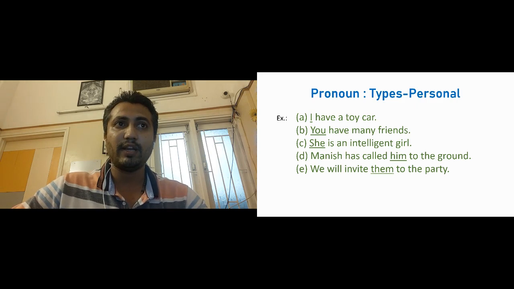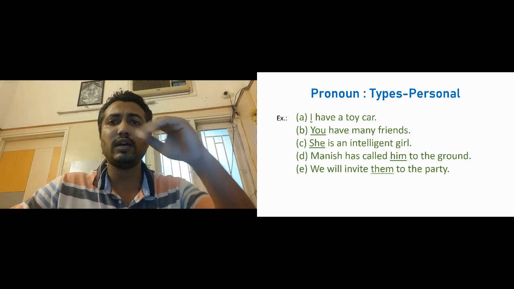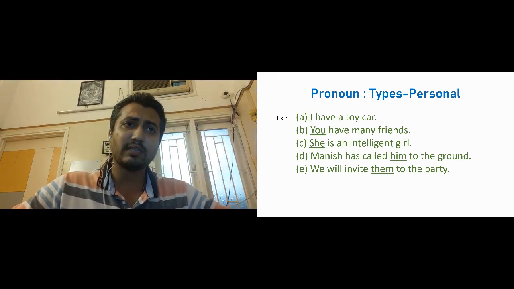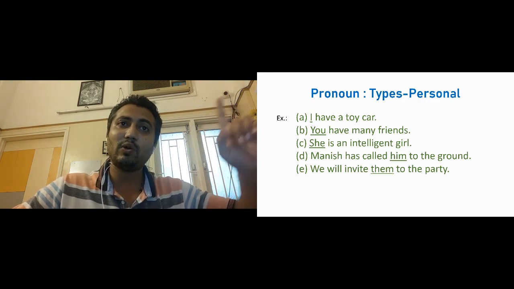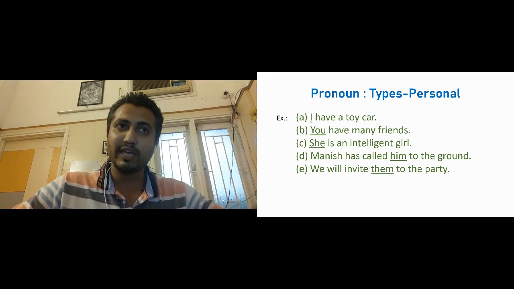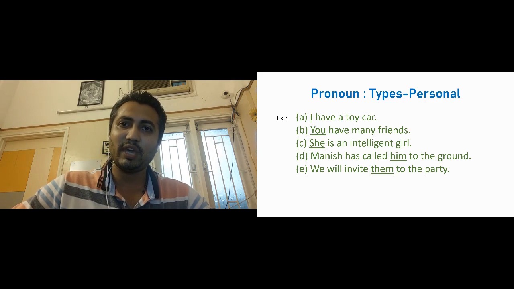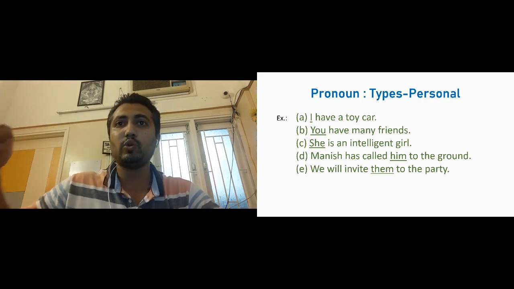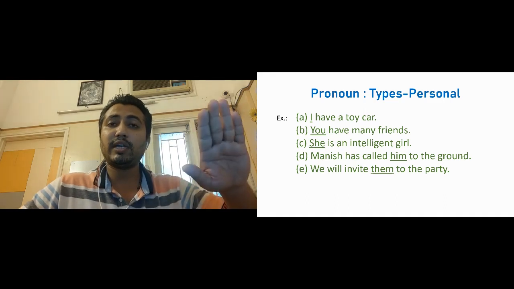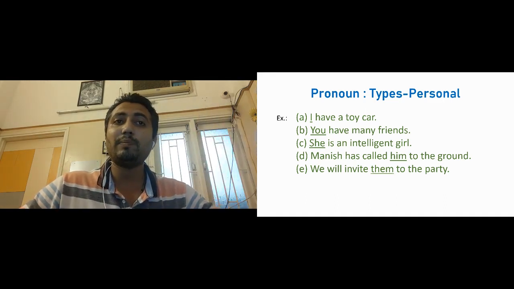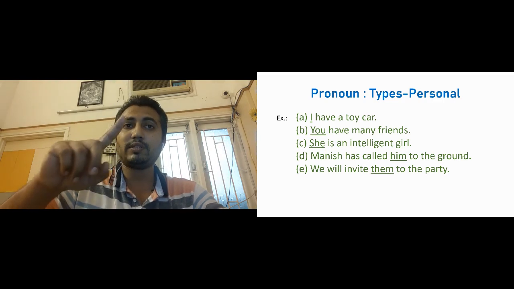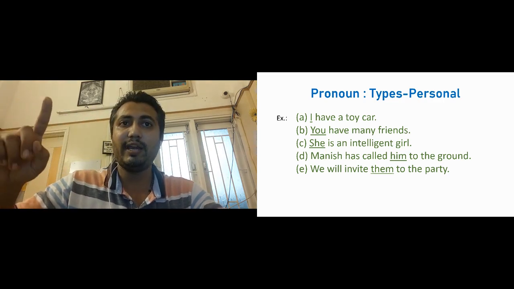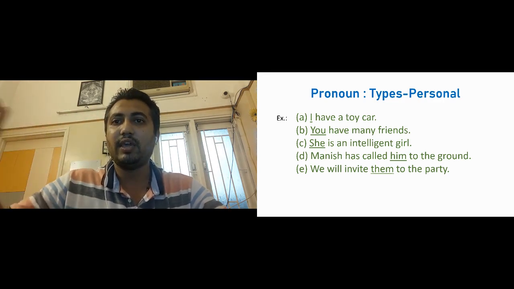Then look at the third one: She is an intelligent girl. We are talking about she, which is the subject. So third person singular feminine subject is she. Then the next example: Manish has called him to the ground. Now here the subject is Manish, but the object is him. Third person singular masculine and objective case, him.